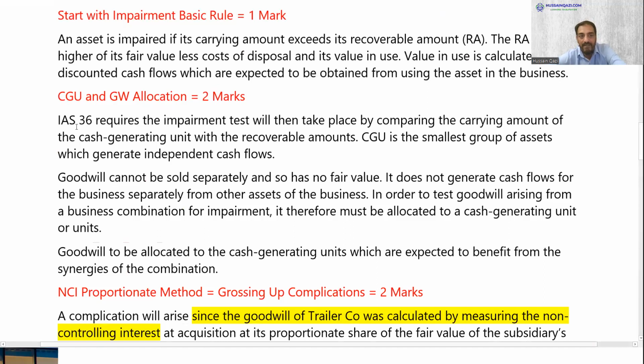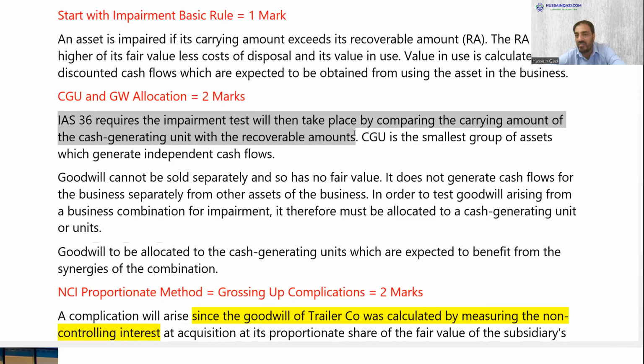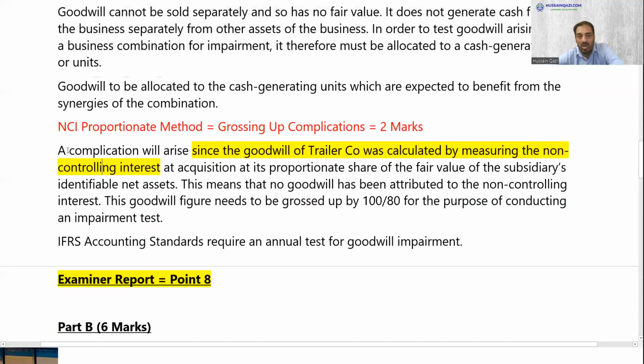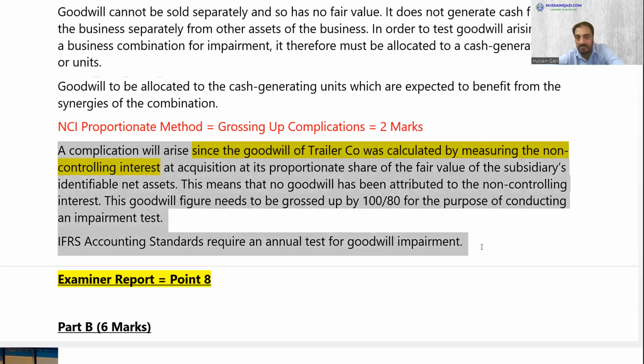2 marks. IAS 36 requires that the impairment test take place by comparing the carrying amount of the CGU with its recoverable amount. Then explain the CGU. Then discuss that goodwill cannot be sold separately, so it has no fair value. So goodwill must be allocated to the cash generating unit, and then incorporate NCI as a proportionate method, so you need to gross up.